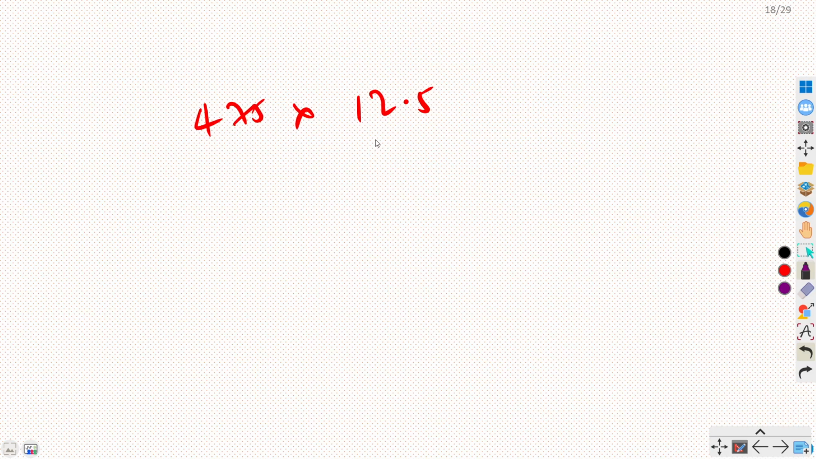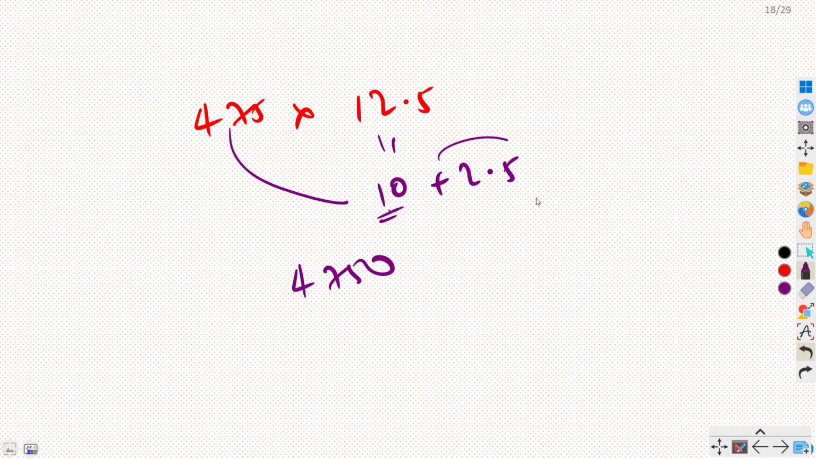So how can we calculate this fast? Let's say, can I write this as 10 plus 2.5? So this would be easy, right? I can simply multiply 4750 and this would be 1/4 of this portion. 4750 by 4.